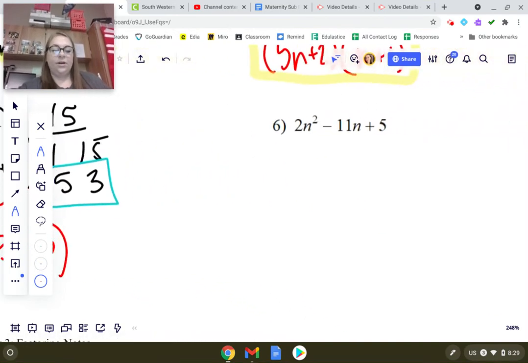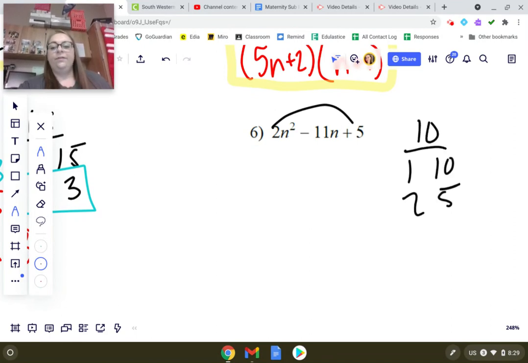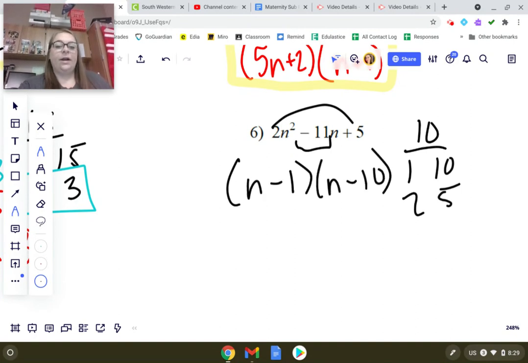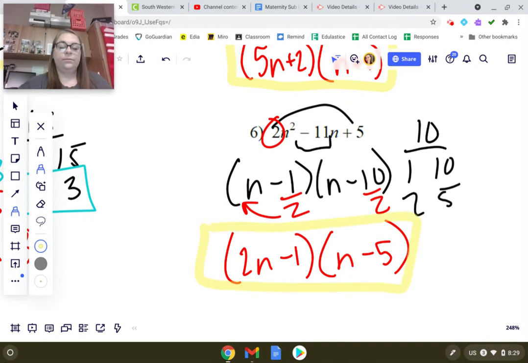All right, last one here, number 6. So again, multiply first and last. 2 times 5 gets me 10. It's 1 and 10 and 2 and 5. I want negative 11. So n minus 1, n minus 10. But again, divide by 2. So divide by 2, divide by 2. Slide for the first one because it doesn't simplify. And 10 divided by 2 gets us 5. All right, done.